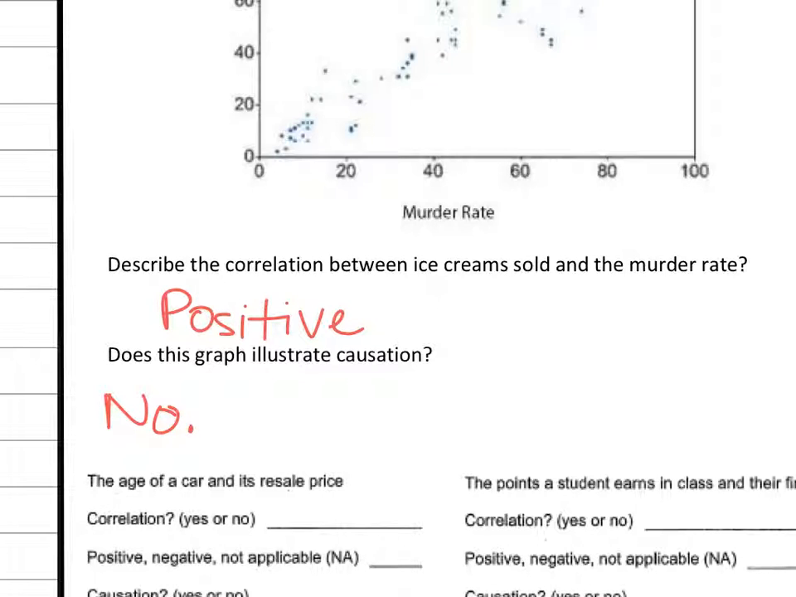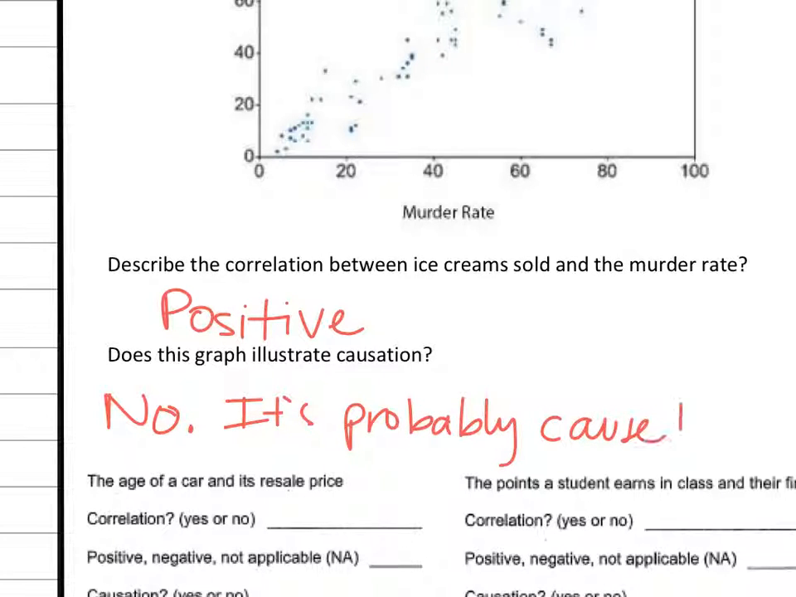And I hope that when we're looking at something like this on the EOC, we recognize that just because these two things have a positive relationship, as one increases so does the other, or a negative relationship, does not mean that the x variable causes the y, or vice versa if we were to switch this around, which we probably should. It's probably caused by an outside influence. We said temperature.